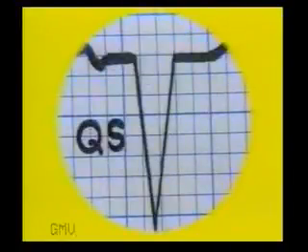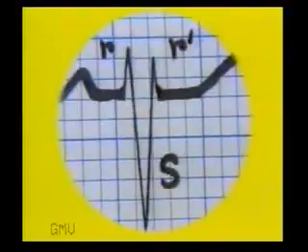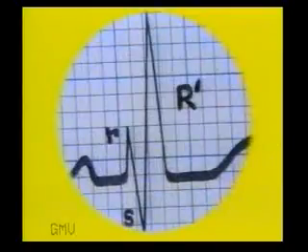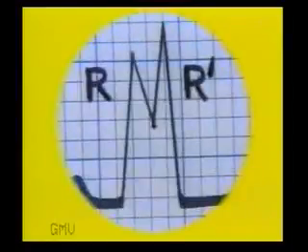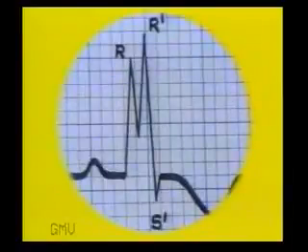And in this complex there is only a downward deflection, no R wave. We do not know whether it is a Q wave or a S wave, so it is termed as QS complex. This is an RSR dash with a deep S wave. This is an RSR dash with a tall R dash wave. This is an RR dash pattern. And this is an RR dash S dash pattern.